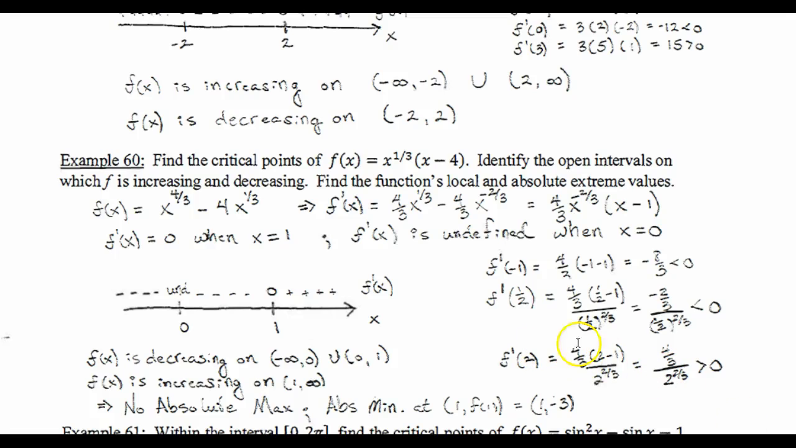Okay, here we are, example 60. In this example, I want to do the same thing. I want to find the critical points of f of x equals x to the 1/3 times the quantity x minus 4, identify the open intervals in which f is increasing and decreasing, and find the function's local and absolute extreme values.